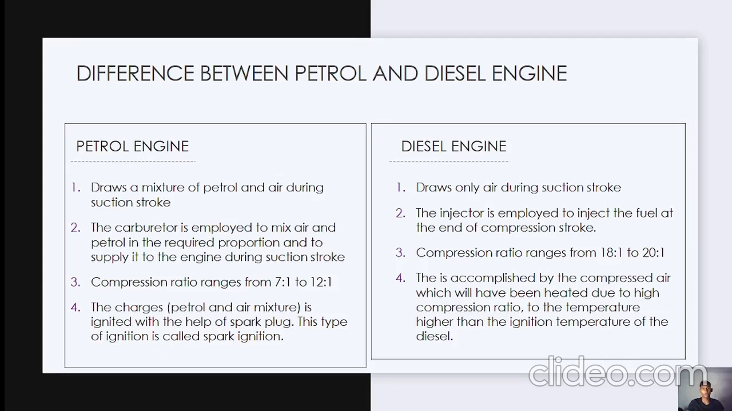Compression ratio ranges from 7:1 to 12:1 in a petrol engine. The power-to-weight ratio is 18:1 to 20:1 in a diesel engine. In a petrol engine, the charge is ignited with the help of a spark plug. This is called spark ignition. In a diesel engine, ignition is accomplished by the compression of air, which is heated due to the high compression ratio to a temperature higher than the ignition temperature of the diesel.